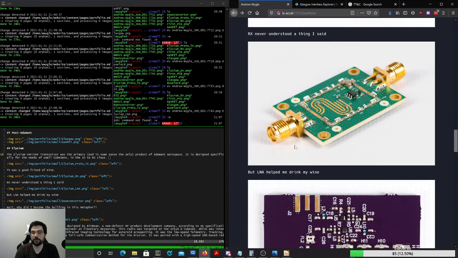Its performance was pretty good. This is an LNA that is a discrete LNA. It's powered by a bias T.